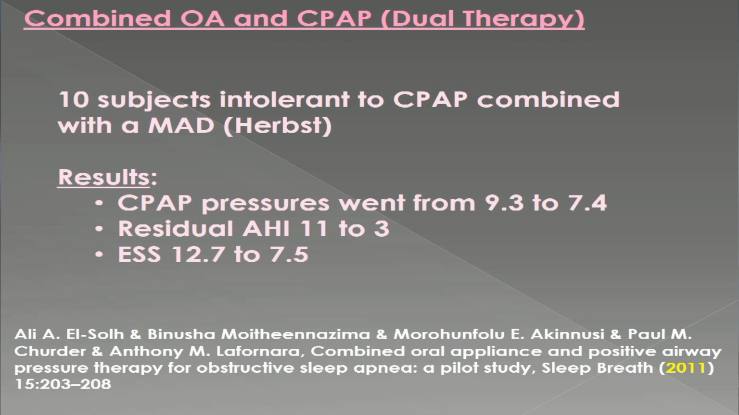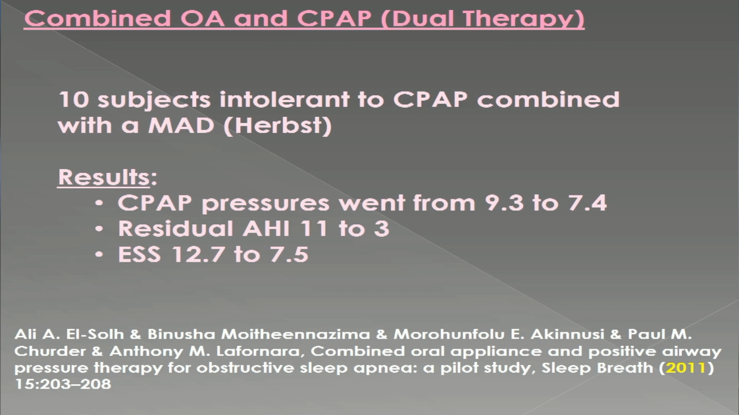So the first couple of studies I want to review real quickly here are on dual therapy. Now there are not that many studies on combination therapy at all, so I had to reach far back into PubMed to find some of these. But the first one I want to show you is done by El Sol, and he just had 10 subjects, which again is a very small group. But they're basically intolerant to CPAP, and all he did was add a Herbst appliance to it, a mandibular advancement device.